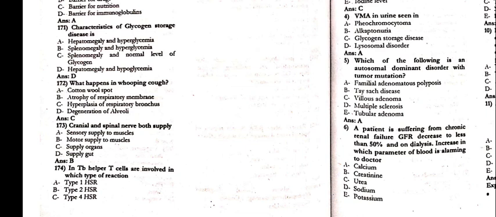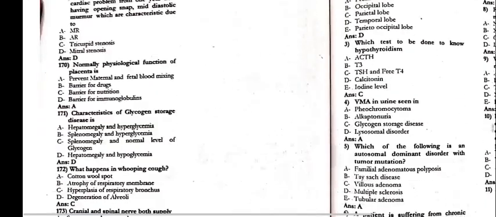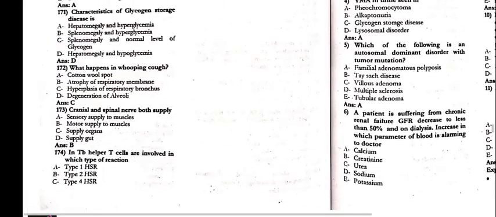174, in TB helper T cells are involved in which type of the reaction? That is Charlie type 4 hypersensitivity reaction.